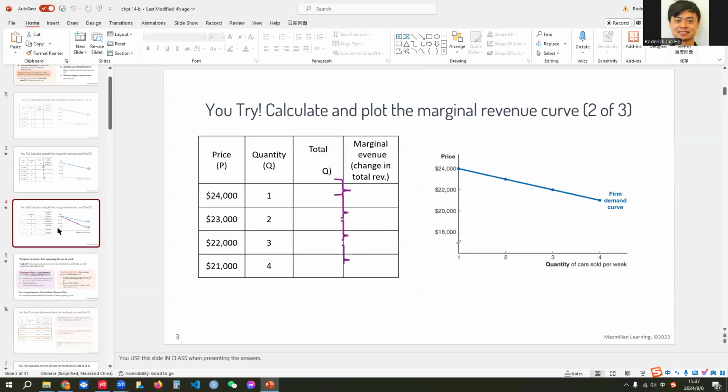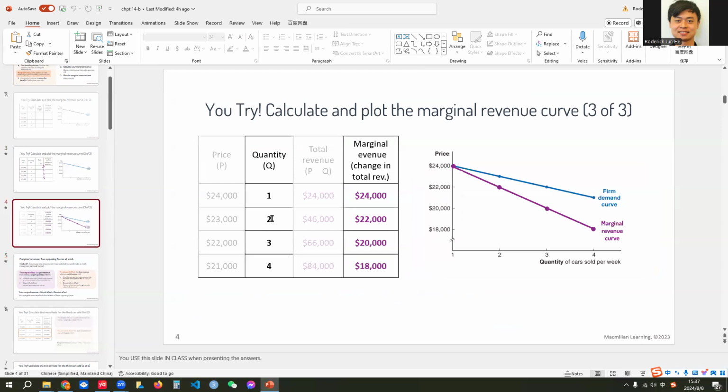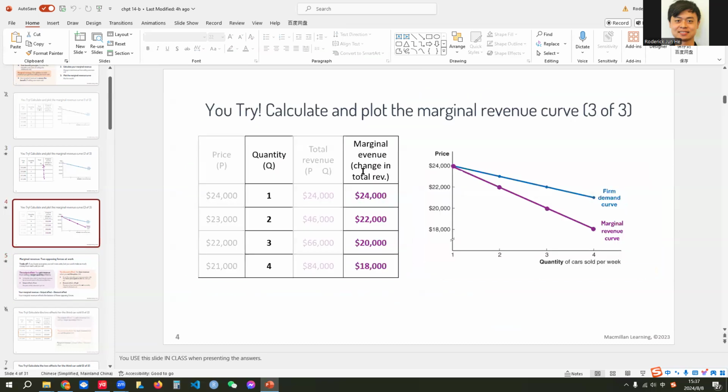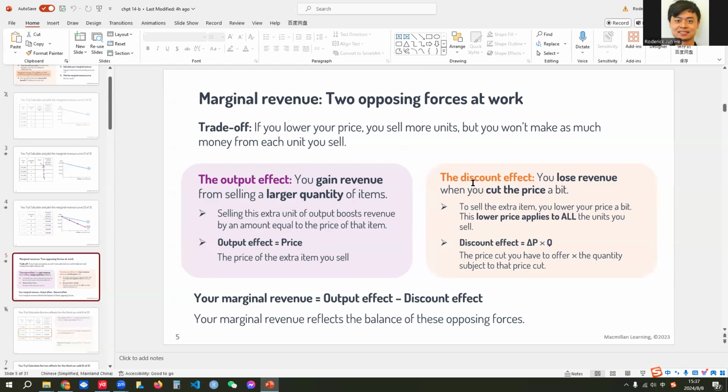So when you're selling the second one, the price is $23,000, right? So the output effect is that by selling the second one, you get $23,000. But you see, the marginal revenue actually differs from that. Why is that? Because there is another effect, which is called the discount effect. You lose revenue when you cut the price a little bit.